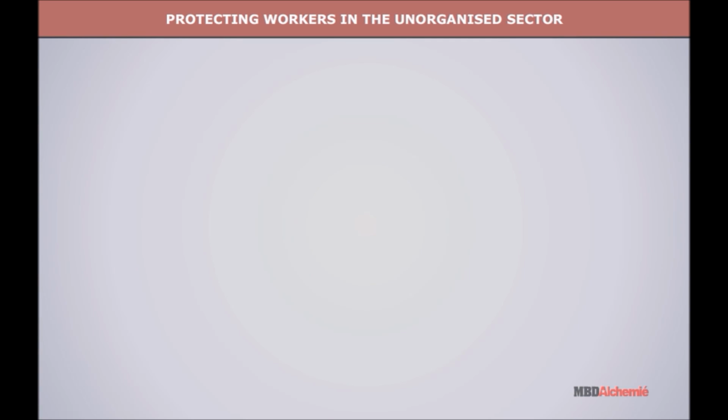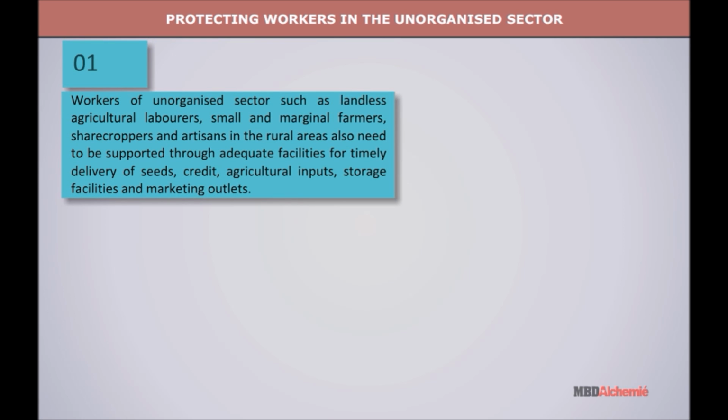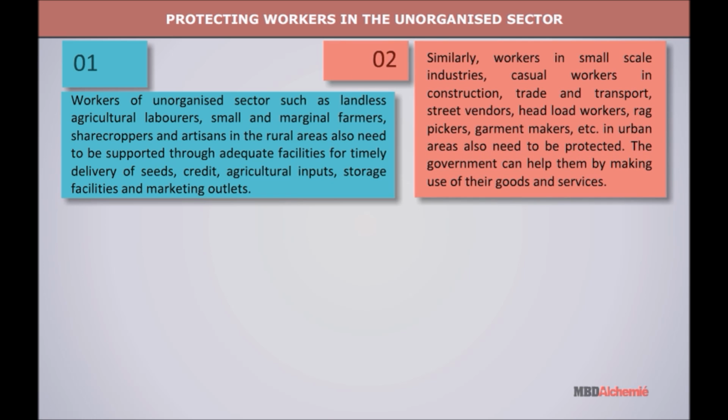Protecting workers in the unorganized sector. Workers of the unorganized sector such as landless agricultural laborers, small and marginal farmers, sharecroppers and artisans in the rural areas also need to be supported through adequate facilities for timely delivery of seeds, credit, agricultural inputs, storage facilities and marketing outlets. Similarly, workers in small-scale industries, casual workers in construction, trade and transport, street vendors, headload workers, rag pickers, garment makers, etc. in urban areas also need to be protected. The government can help them by making use of their goods and services.